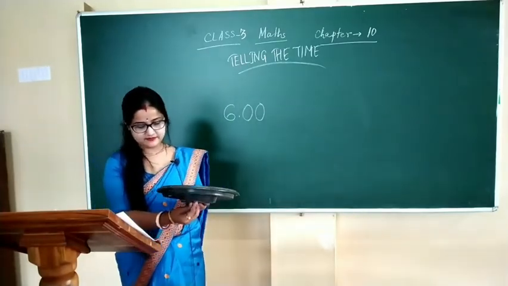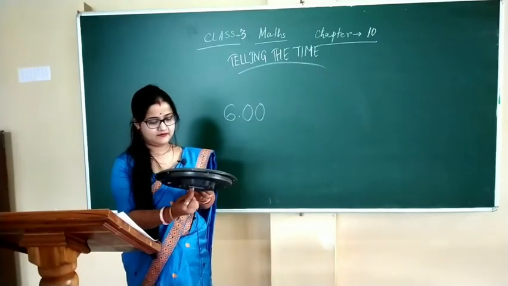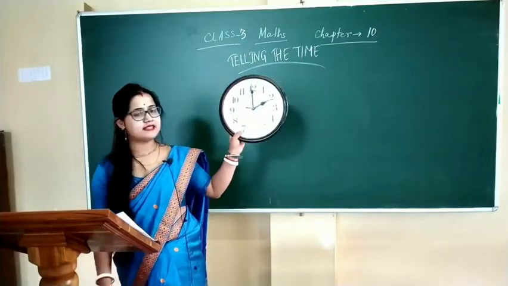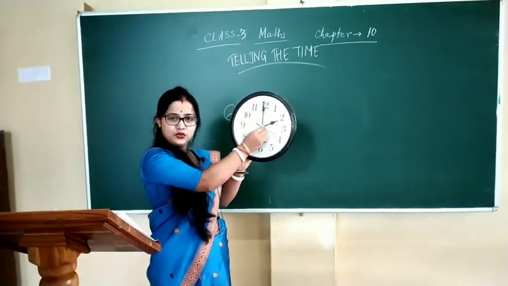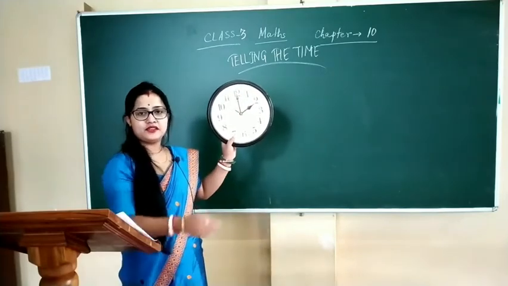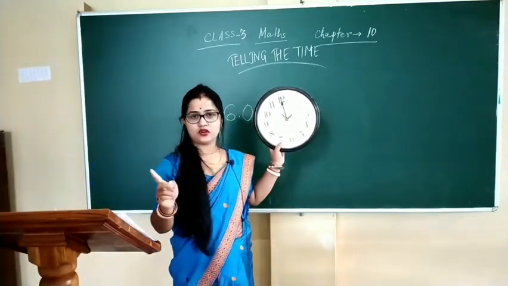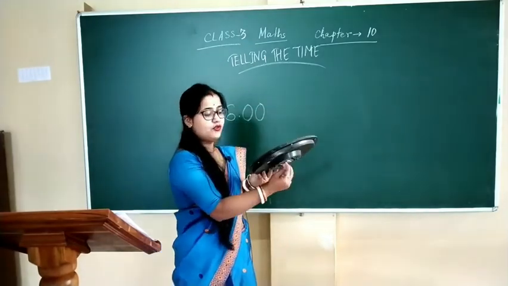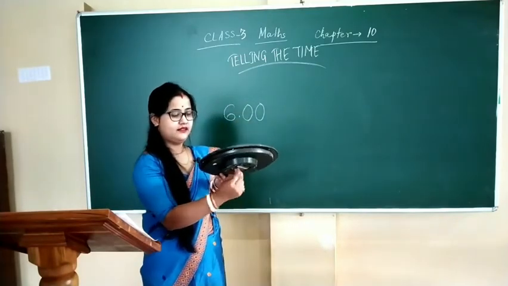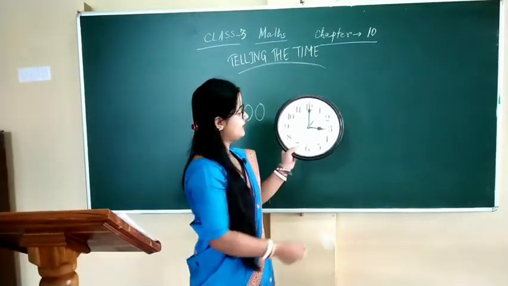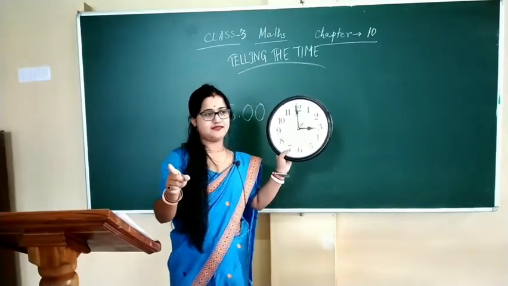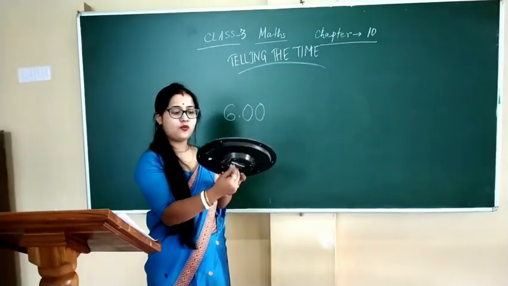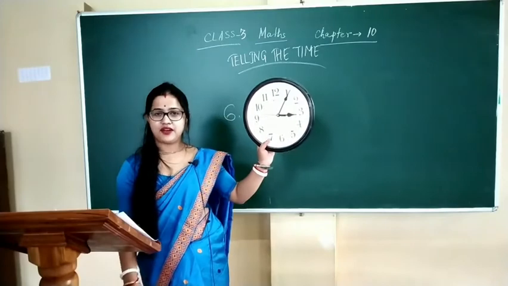Suppose, see, what is the time now? The hour hand is in 2 and the minute hand is in 12. So this is 2 o'clock. Clear? Now when the short hand, the hour hand, moves from one number to the other, that is from 2 to 3, then what happens? An hour passes. And when the long hand, the minute hand, moves from one number to the other, then 5 minutes pass.